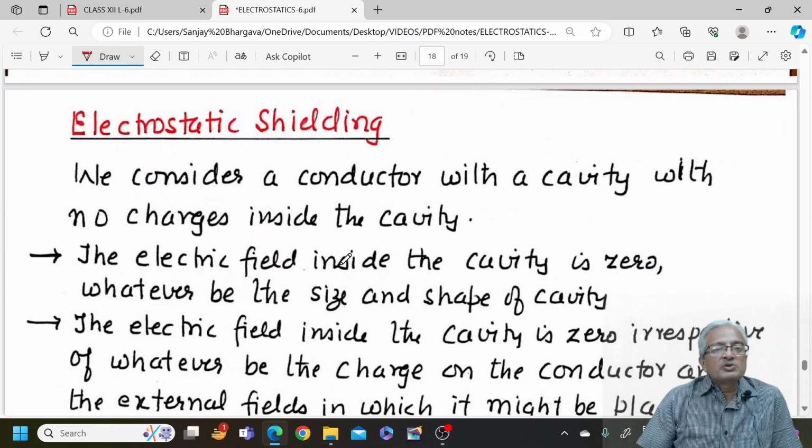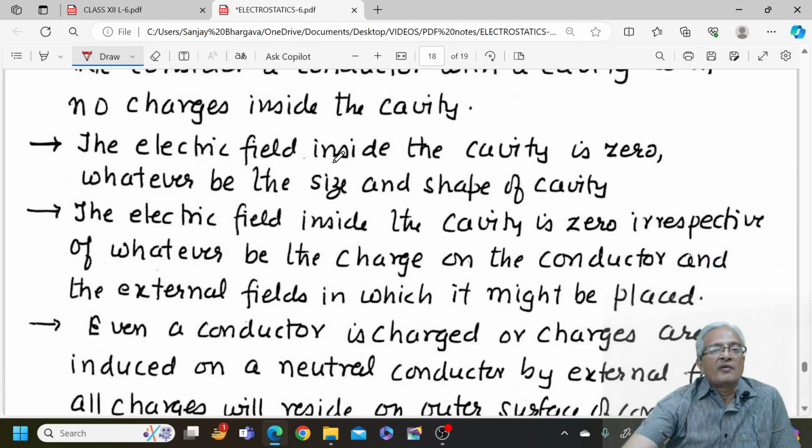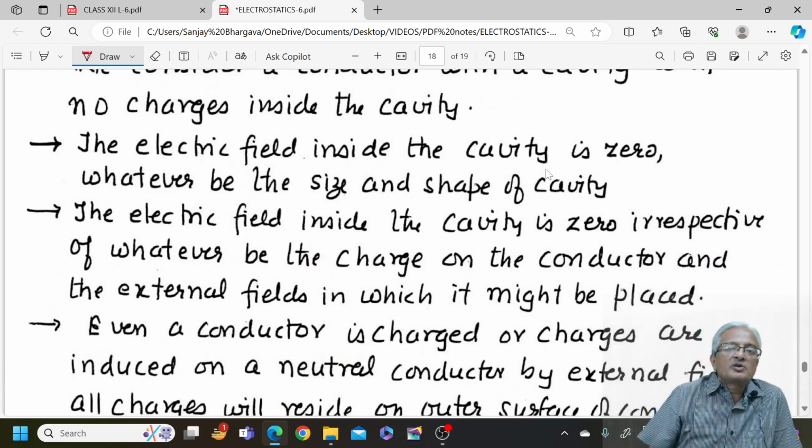This property we use under the concept of electrostatic shielding. Shielding means making something safe from a field. We consider a conductor with a cavity with no charges inside the cavity. Now the electric field inside the cavity is zero because there are no charges, whatever be the size and shape of the cavity.